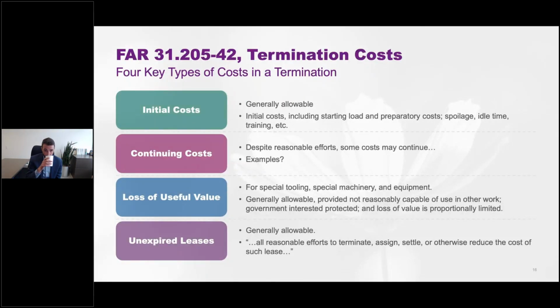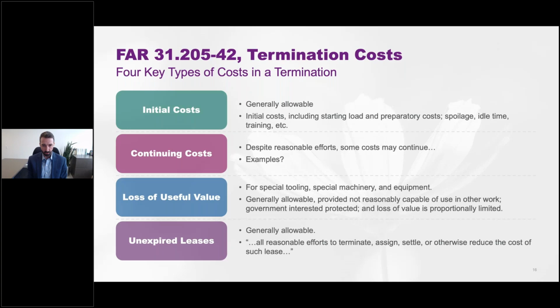So one of the cost principles is here, 31.205-42, termination costs. It covers a few standard types of costs, not all. This is not all the costs you can claim in terminations. There's other costs you can claim as well. But this covers 4 key types of costs that you may have in a termination scenario. Okay. Initial and preparatory costs, generally allowable.